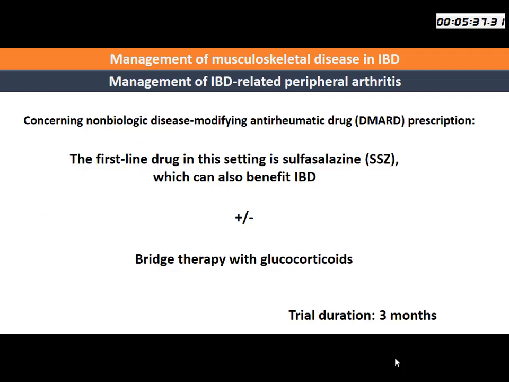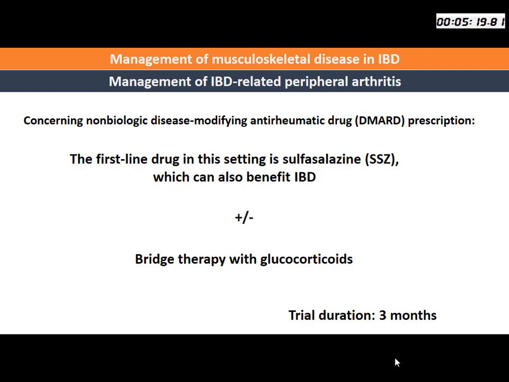Concerning the non-biologic, sulfasalazine is still the number one possibly used in patients with peripheral arthritis, plus or minus a bridge of glucocorticoids until the sulfasalazine will kick in and will start to work.